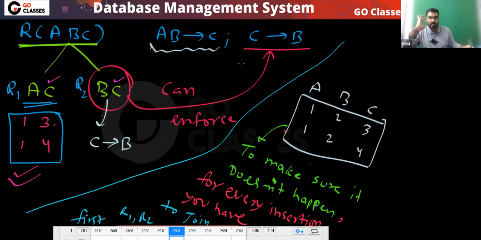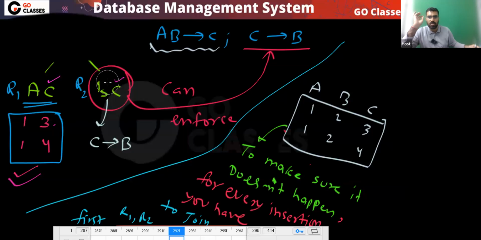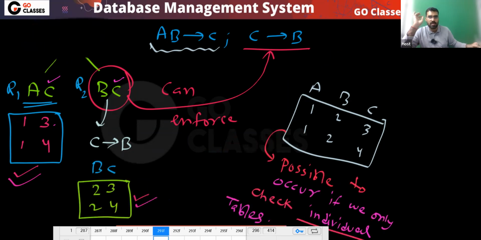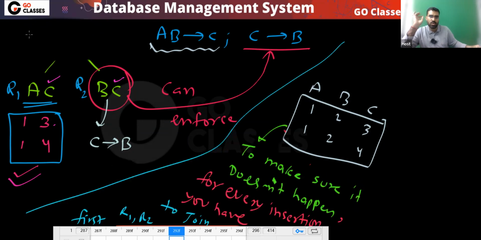So what I'm saying is a very simple point. Forget about this. In the same database, can you ever have this and this? No. Once you do the decomposition, this is gone. The original is gone. Now your database has only these two tables.